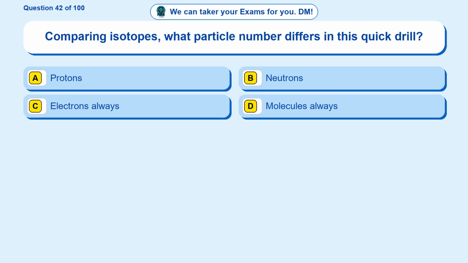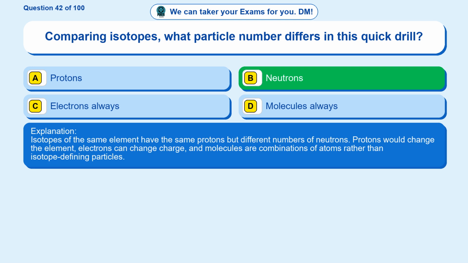Question 42. Comparing isotopes, what particle number differs in this quick drill? Option A, protons. Option B, neutrons. Option C, electrons always. Option D, molecules always. The correct answer is option B. Neutrons. Isotopes of the same element have the same protons but different numbers of neutrons. Protons would change the element, electrons can change charge, and molecules are combinations of atoms rather than isotope-defining particles.